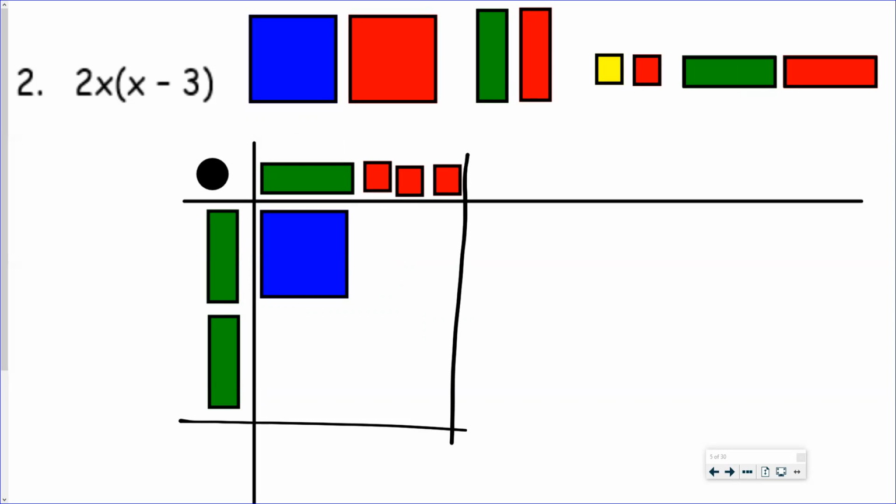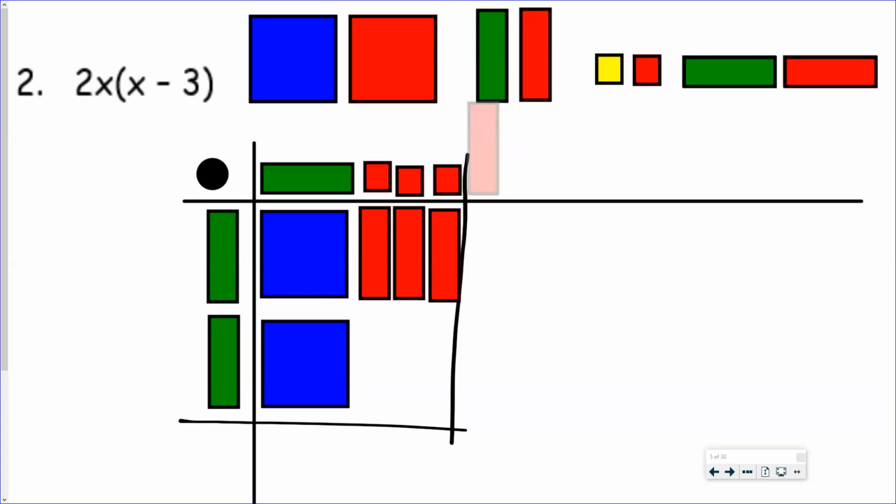Now, negative times a positive is a negative, so I'm going to pull this negative x tile here, here, and here. At the bottom, I'm going to have another x squared, and I'm going to pull another x, x, and x.